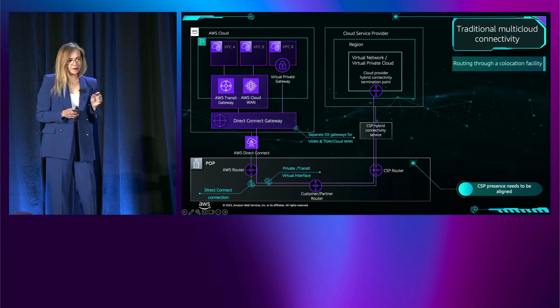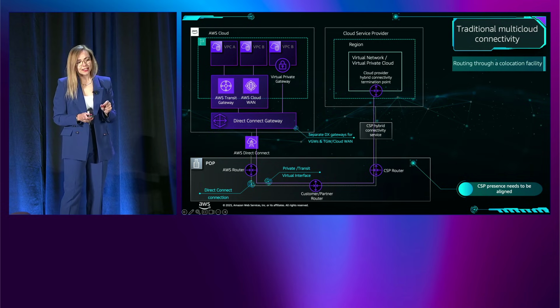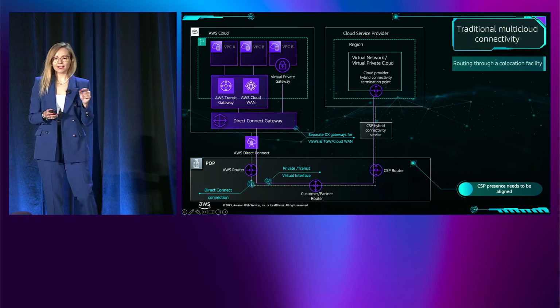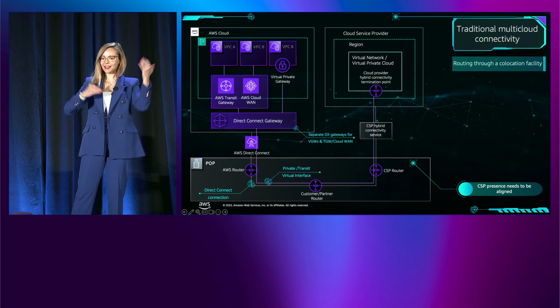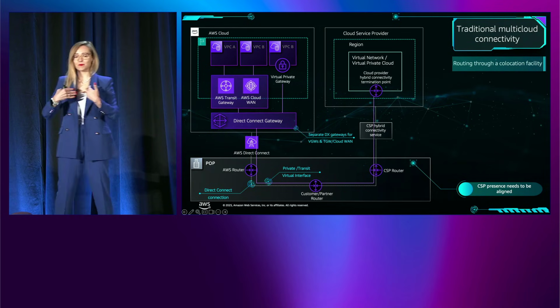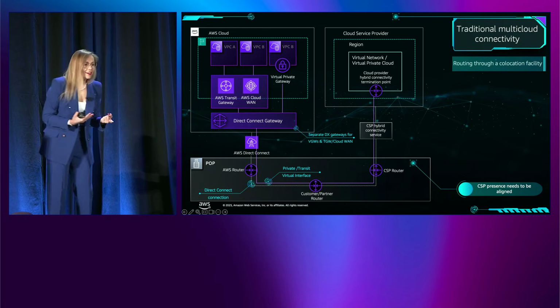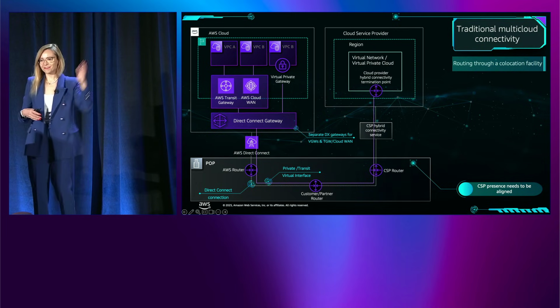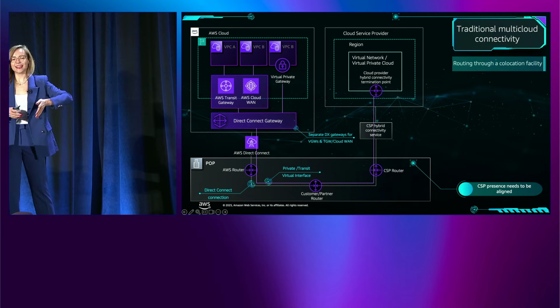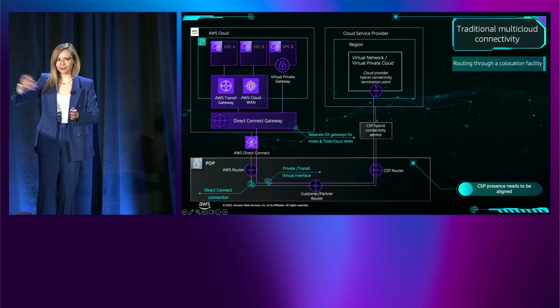So one of the most important parts here is that you do have to have cloud service provider alignment, right? So they need to come in that same point of presence, or you need to have a backbone, right, to route between whatever you aggregate AWS to whatever you aggregate other cloud service providers.